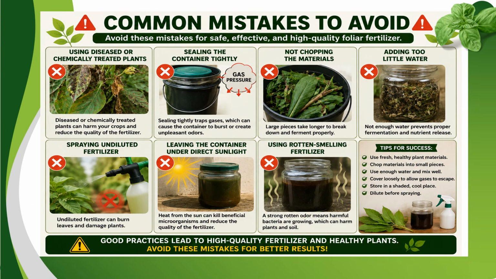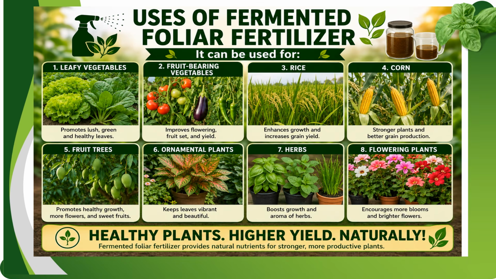Sealing the container tightly, not chopping the materials, adding too little water, spraying undiluted fertilizer, leaving the container under direct sunlight, using rotten-smelling fertilizer. Uses of fermented foliar fertilizer: it can be used for leafy vegetables, fruit-bearing vegetables, rice, corn, fruit trees, ornamental plants, herbs, flowering plants.